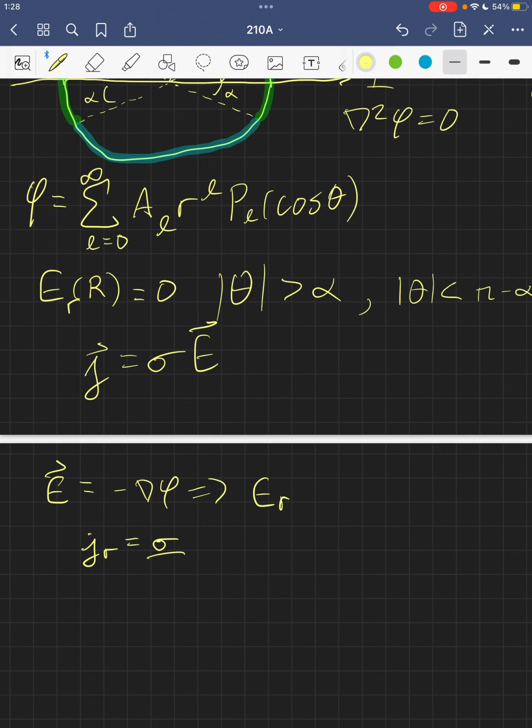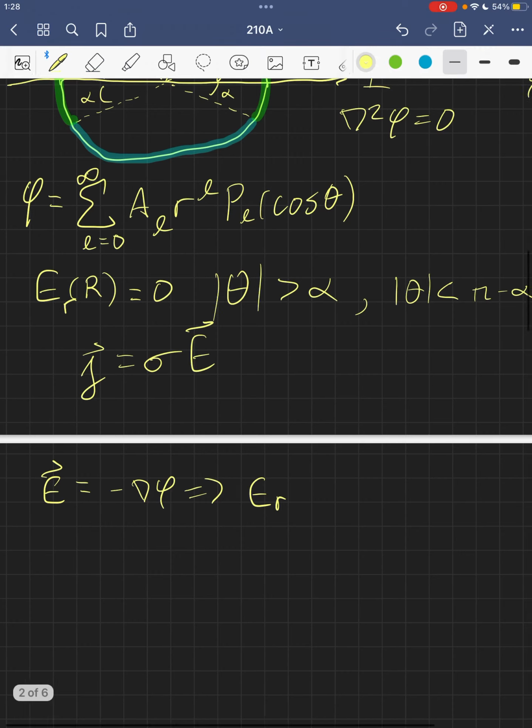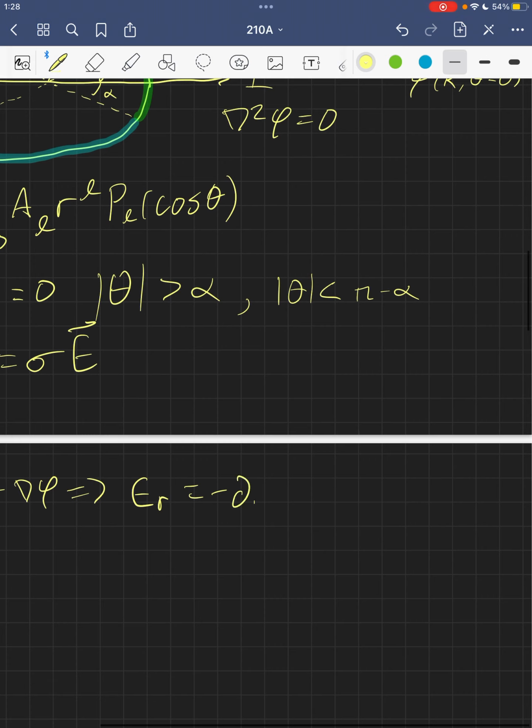Oops. Didn't mean to underline that. This. Right? Because the direction of J depends on the direction of E. So in that case, we'll do it this way and take the partial derivative of the potential with respect to R. And what that does is it lets us write this solution or summation, A_L times L times R to the L minus 1, and then your Legendre polynomial.